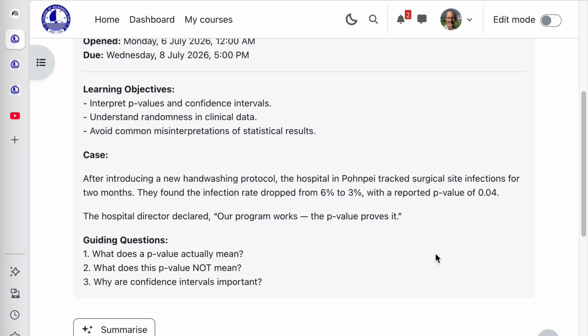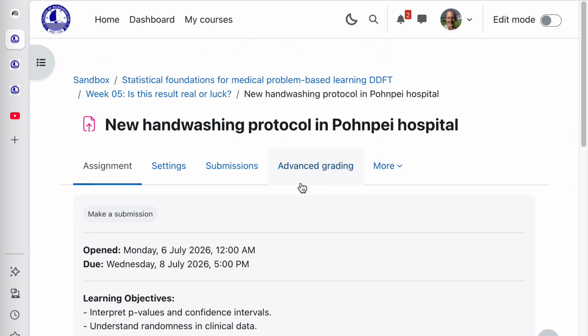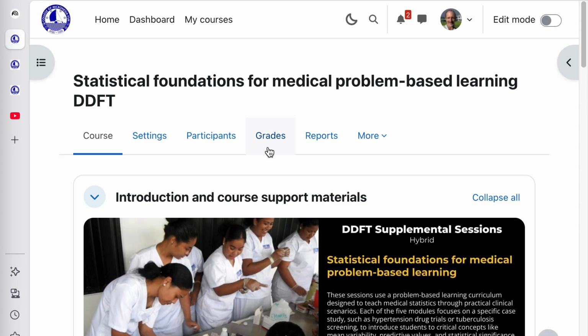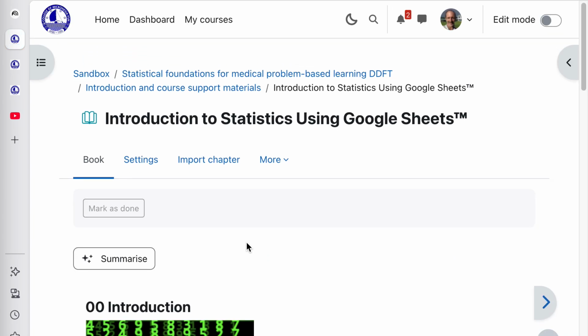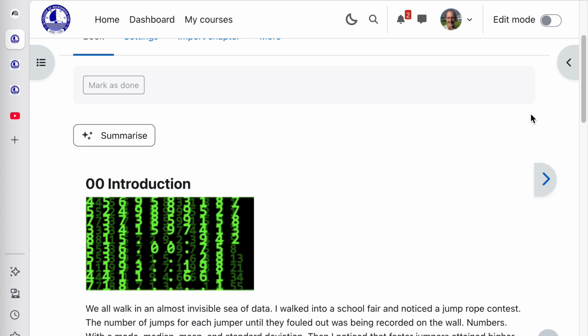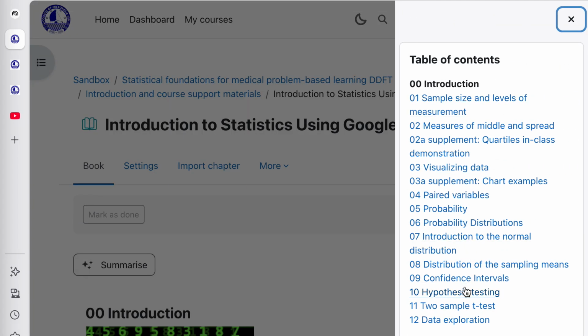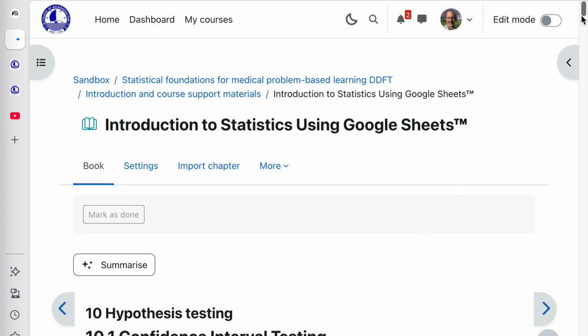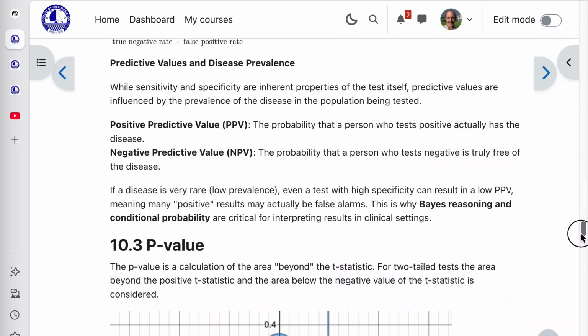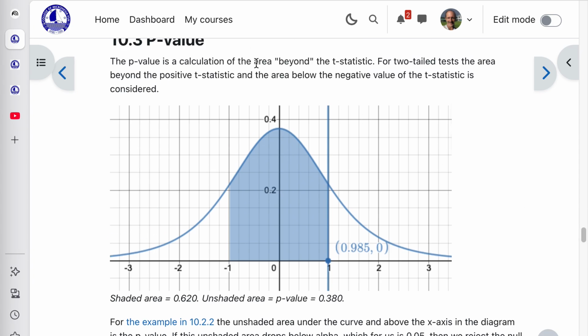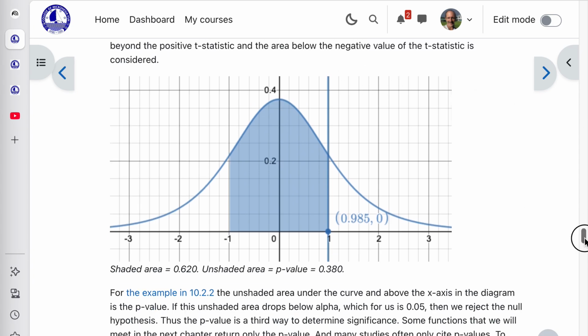The p-value proves it. This presumes some knowledge of what a p-value is. And so for those of you who are in this course watching this video, you can go back to your home page, Introduction to Statistics, textbook, and pop open this drawer and come down to chapter 10. And in section 10.3, scroll down, the p-value is covered. The p-value is a calculation of the area beyond a t-statistic.